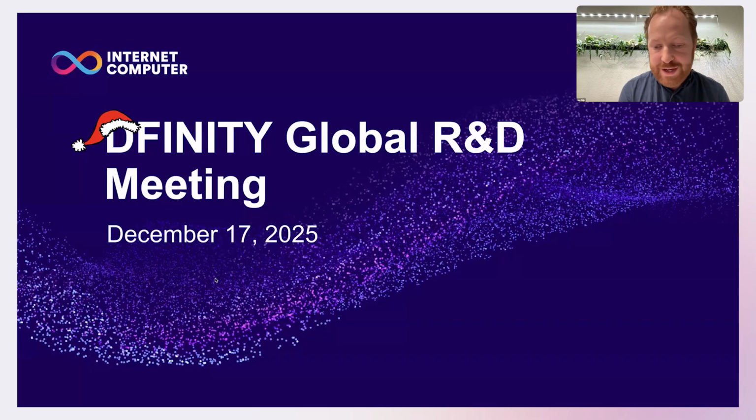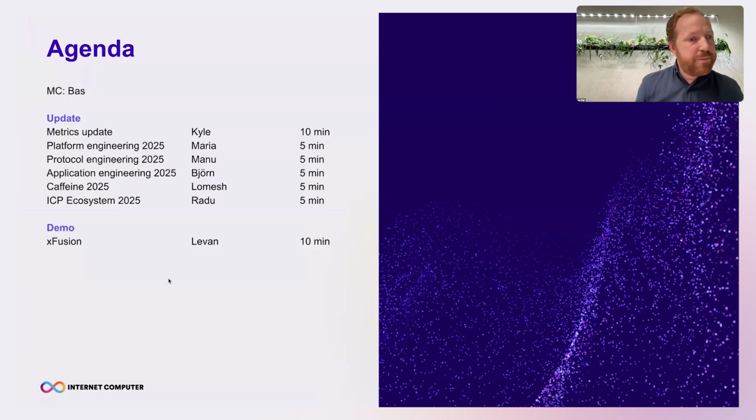So next week are the holidays, and so this last global R&D will be a bit special. We will look back at the current year and see what we have accomplished as a foundation. We will see how the Internet Computer has grown, and we'll see updates from the ecosystem and from our communities. So let's look at our agenda. Like I said, we have some updates from the growth of the IC and from the foundation, and let's immediately jump to metrics and see how the IC has grown.